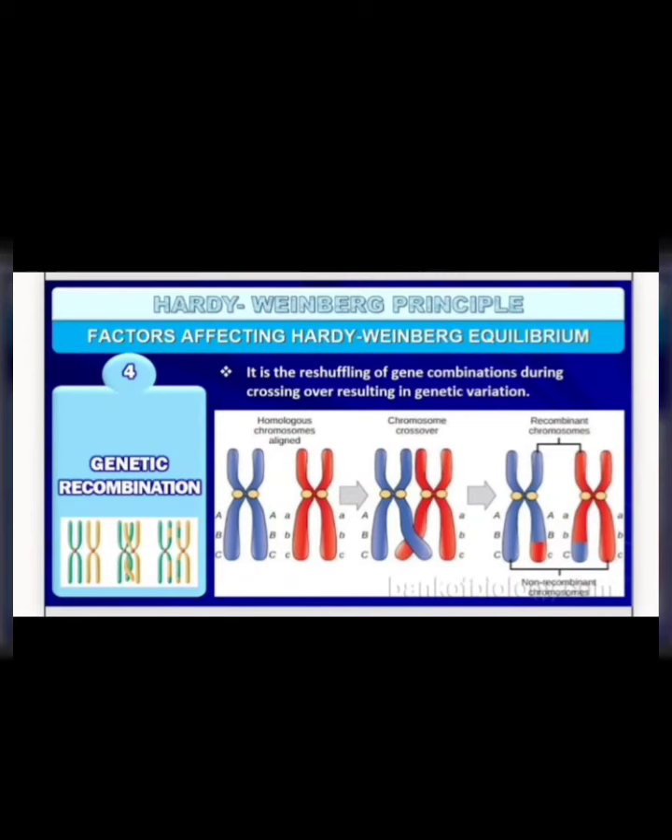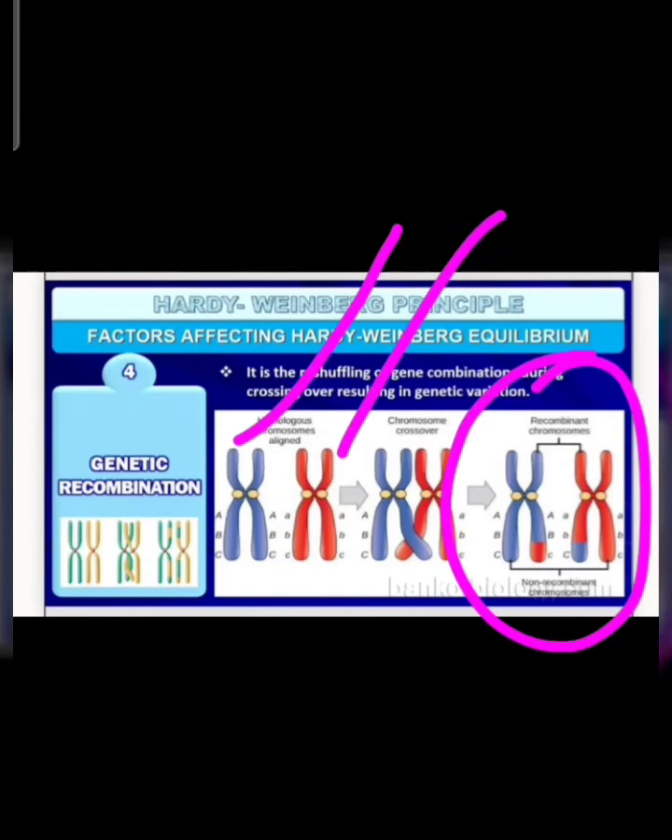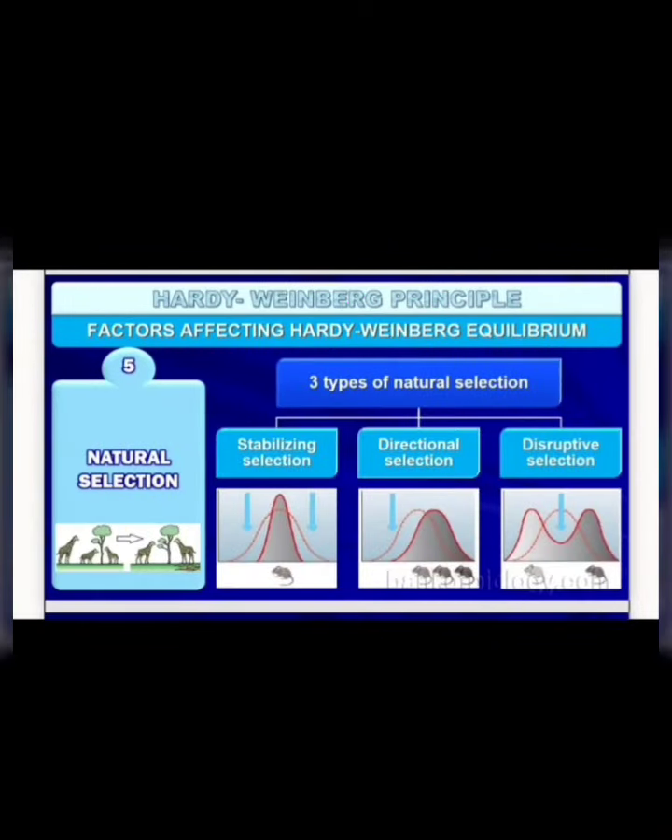Next comes genetic recombination. It is a reshuffling of the gene combinations during crossing over, resulting in genetic variation. So if there is migration, if there is gene flow, obviously recombination will occur. Recombination will again bring genetic variation. Obviously the recombinants will be different varieties. They show different characters, different phenotypes. So that is recombination.